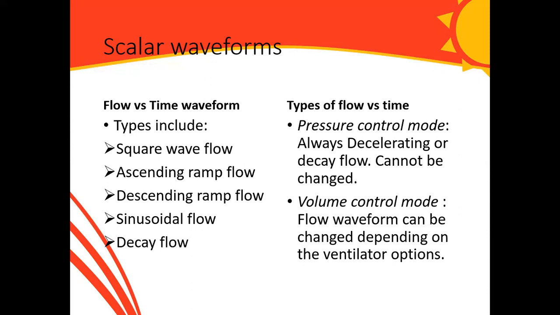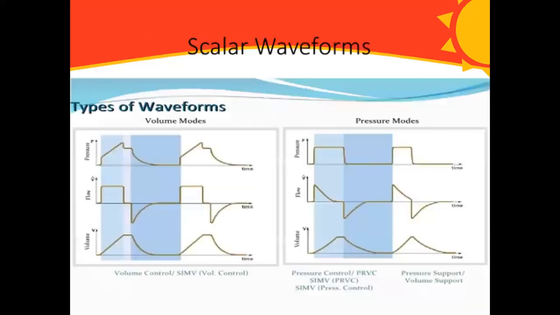In volume control, the flow versus time waveform can be changed depending on the ventilator options, and it gives you different types of waveform as it changes. I'm sure we all see this on our anesthetic machine. Maybe we should pay attention to it. Try and put your machine on volume mode and see, and on pressure mode.